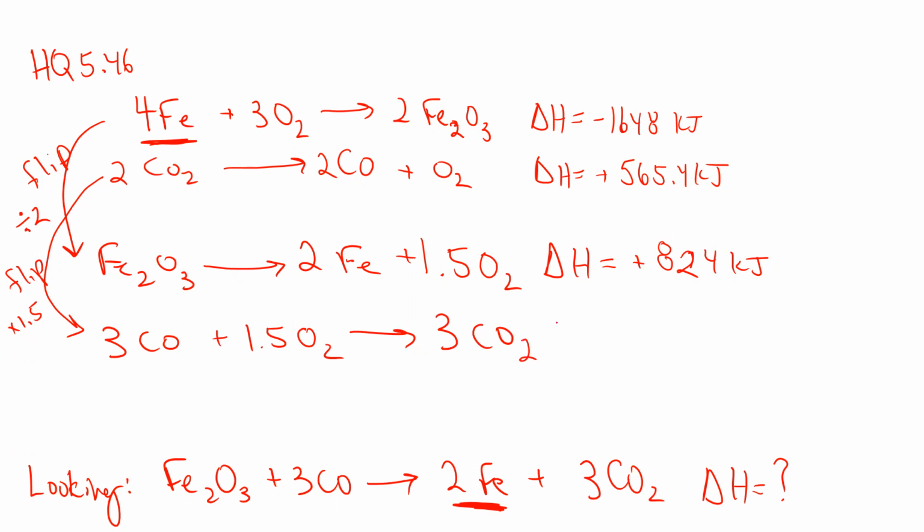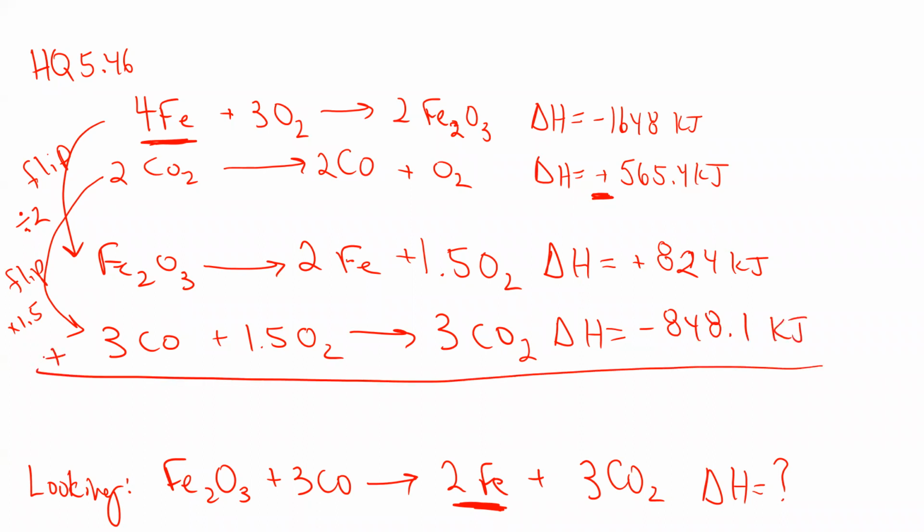And I have to multiply delta H by the same value. All right, so multiply 565.4 by 1.5 to get a negative, because we flip the sign, so a negative 484.1 kilojoules. Now I can add those together, right?